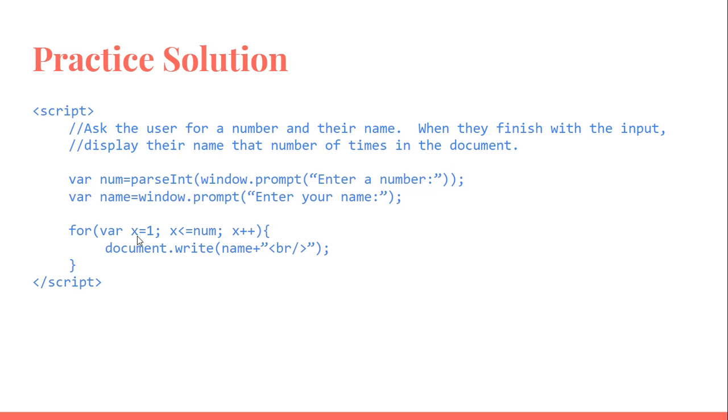And then I'm going to run a loop that goes from 1 up to and including the number they put in. So if they put in 10, this is going to go 1 to 10. If they put in 20, it's going to go 1 to 20, etc., etc. X plus plus. And then each time I'm going to document.write name and a line break. That's the solution to the problem.